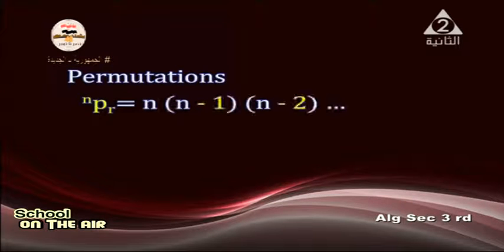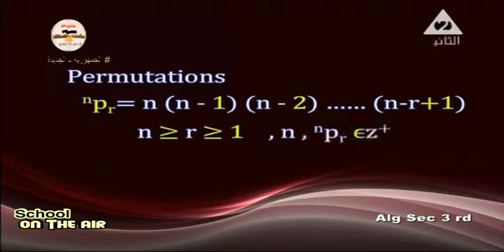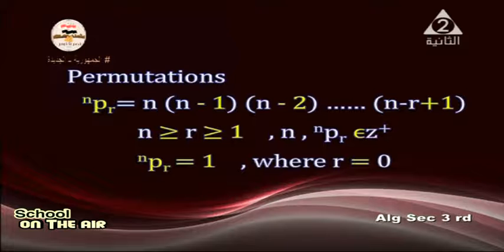Permutation. Permutation, its symbol nPr. nPr equals n multiply n minus 1 times n minus 2 and so on to n minus r plus 1. And suppose n is more than or equals r, more than or equals 1. nPr belongs to Z positive. What is the meaning of Z positive? Positive integers, set of 1, 2, 3, and so on. nPr equals 1, we deduce that r equals 0. But you know, nP0 equals 1, or nPr equals 1 when r equals 0.